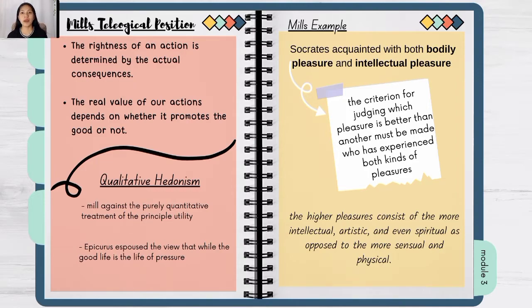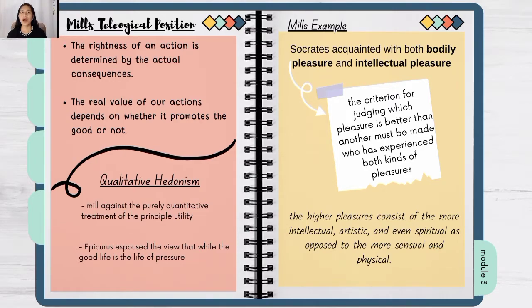Epicurus espoused the view that while the good life is the life of pleasure, he does not mean only bodily and sensual pleasure. He said there are also higher forms, like intellectual and spiritual pleasure. According to both philosophers, Mill and Epicurus, some pleasures are intrinsically superior to others.